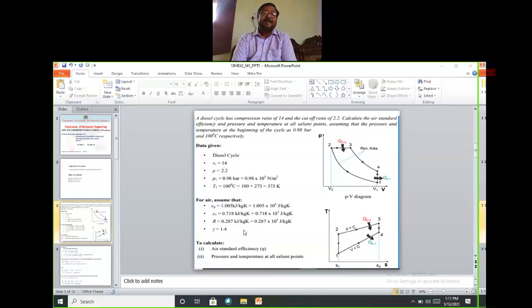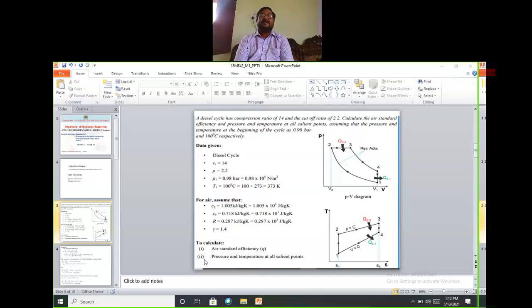After that, he has asked for the air standard efficiency in this particular problem. Air standard efficiency is also called thermal efficiency or eta. He may ask, calculate the eta. Eta is the symbol for efficiency. Efficiency here in the air standard cycle is nothing but the air standard cycle efficiency, or else it is also called thermal efficiency.